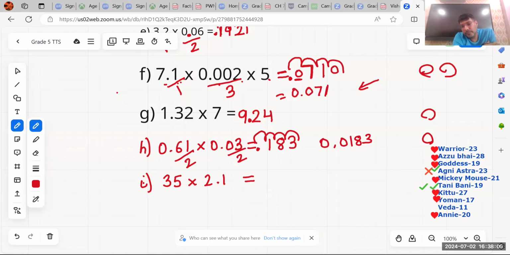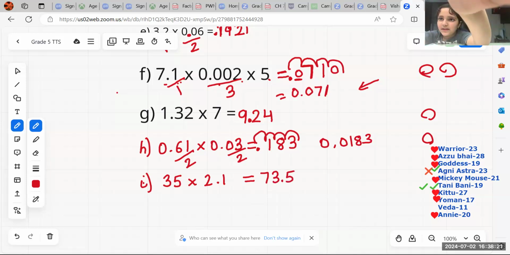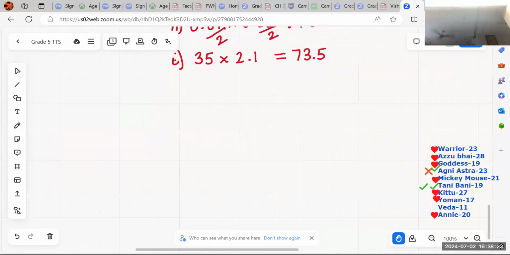Understood? Yes, sir. Now, 35 into 2.1. What is the answer, Aganya? Sir, 735. 73.5 will be the final answer. Yes, sir. All right. So next is division of decimal numbers.